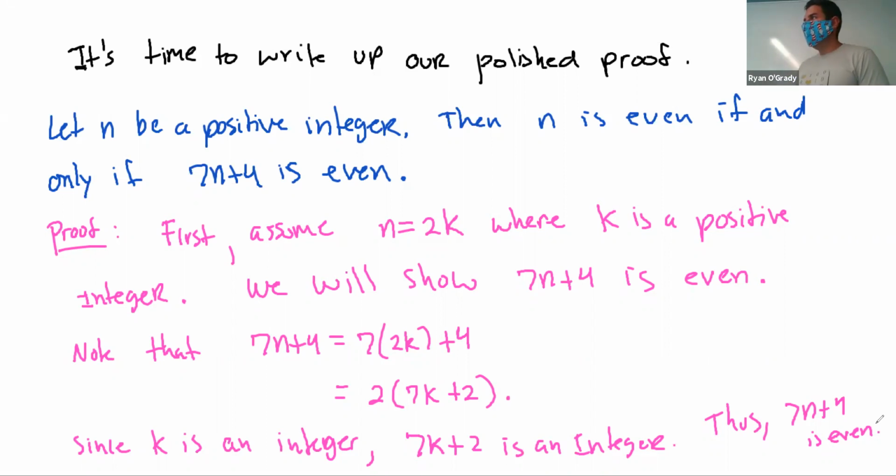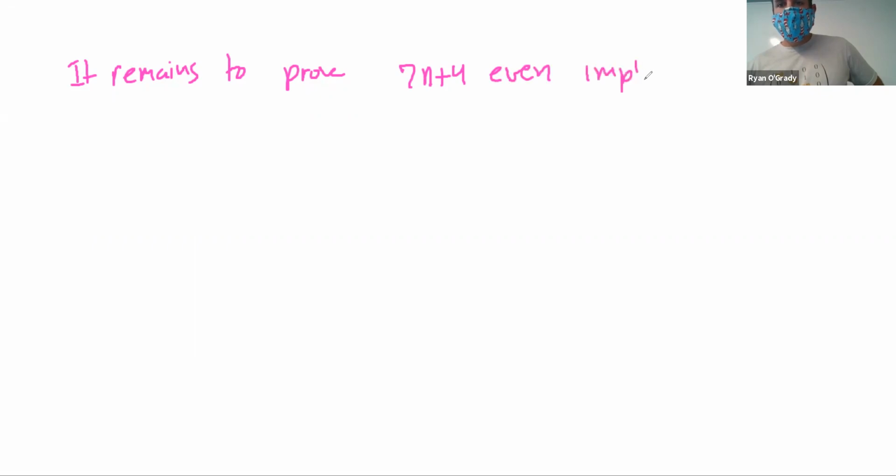So you may have a question about this. So that's the one direction. So let's make a note of that. It remains to prove 7n plus 4 even implies n is even.